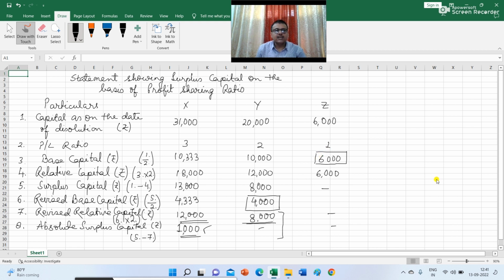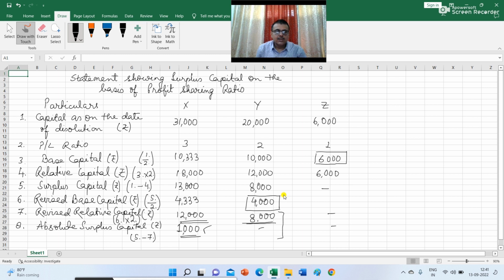So this is step number 1. So step number 1 is the statement showing surplus capital on the basis of profit sharing ratio, and these are the 8 points you need to remember. So first of all, you need to write the capital as on the date of dissolution. I have written in point number 1. Then you need to write the PL ratio. Then the base capital is computed, which is the minimum of the 3 amount. Then the relative capital is computed by multiplying the PL ratio with the base capital. Then we will get the surplus capital. That is the difference between the capital and the relative capital. So we will have a surplus capital.